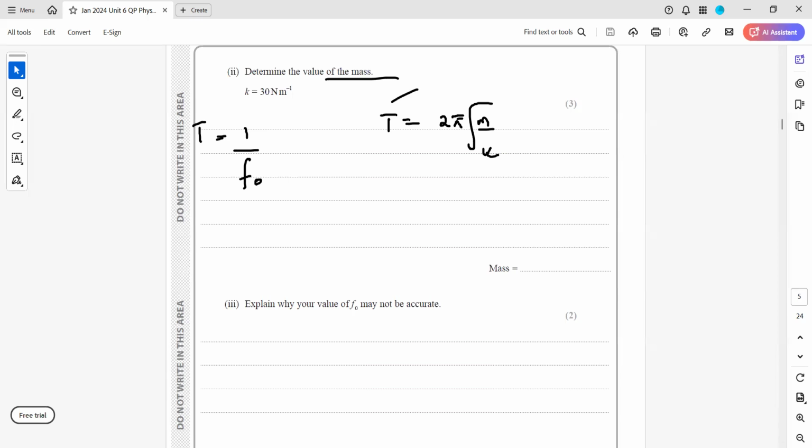And then you just have to substitute the values and solve, making m the subject. If we square both sides, this becomes T squared equals 4 pi squared m over k. Since I need m, it will be T squared k divided by 4 pi squared, which is equal to m. Using this, we can work out the value for m.